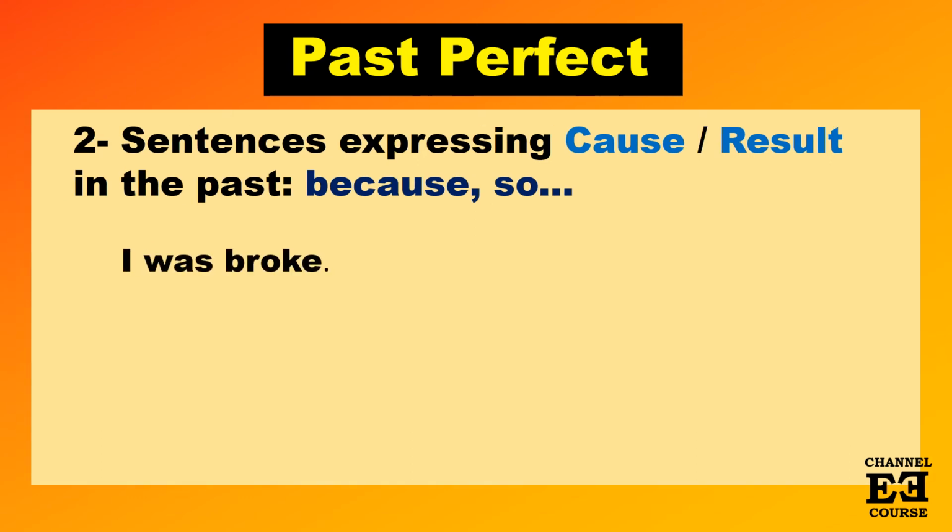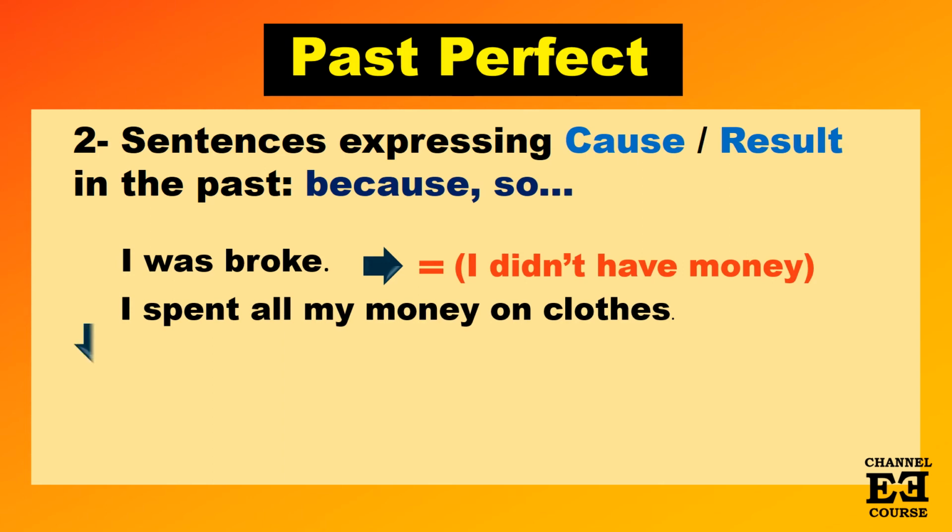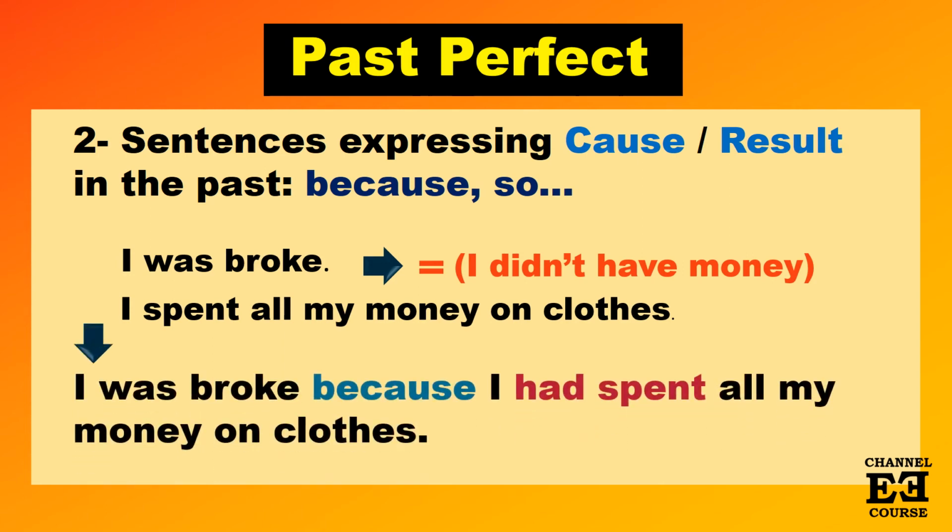Let's check the following example for better understanding. If we combine the two clauses, we get this sentence. I was broke because I had spent all my money on clothes. Again, the reason, which is spending all the money, took place before being broke. That's why we put it in the past perfect form, as simple as that.